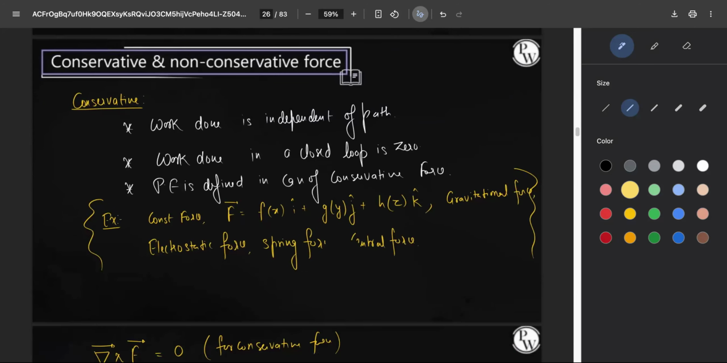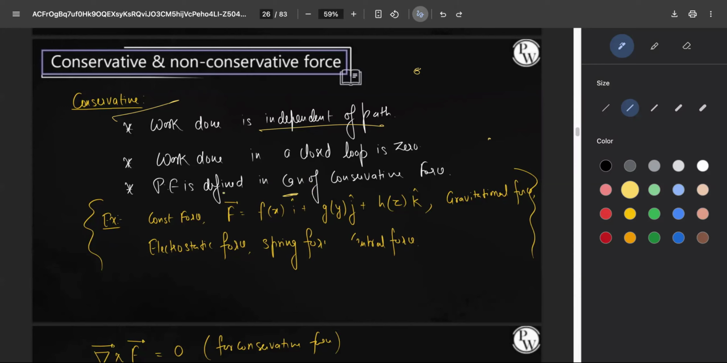So the thing which I was discussing about conservative and non-conservative, right? What is a conservative force? Work done is independent of the path, depending only on the starting and final points. Work done in a closed loop is zero because starting and endpoint become the same. Potential energy is defined for conservative forces.